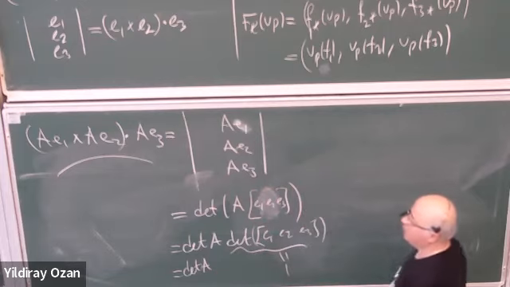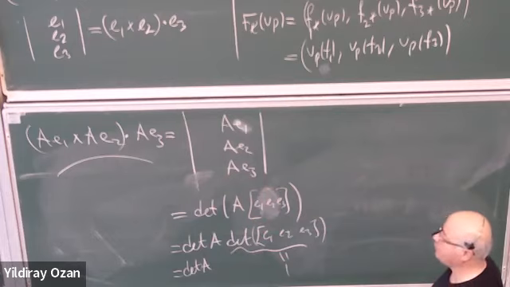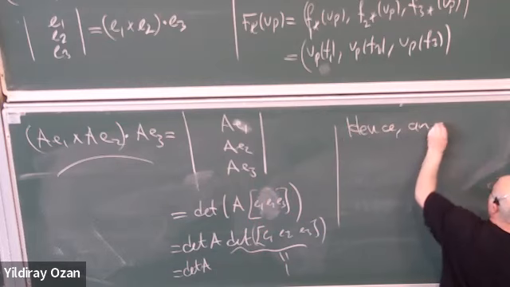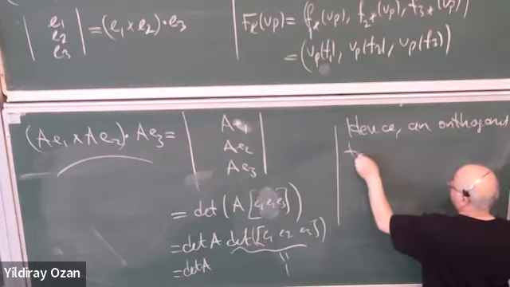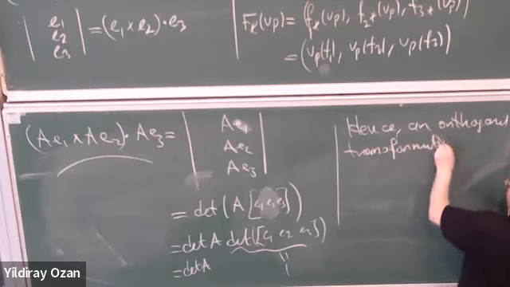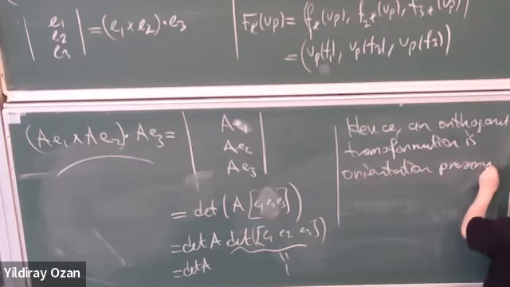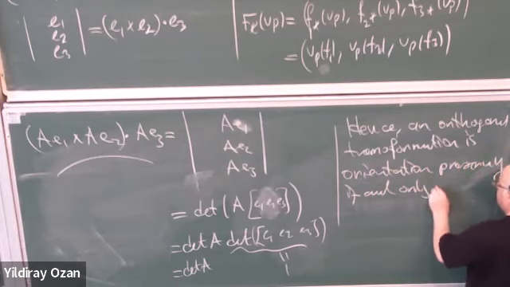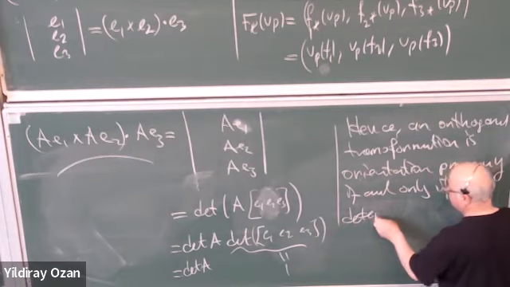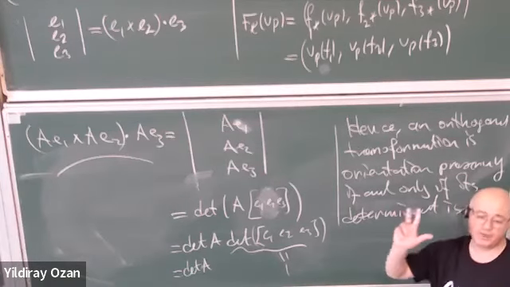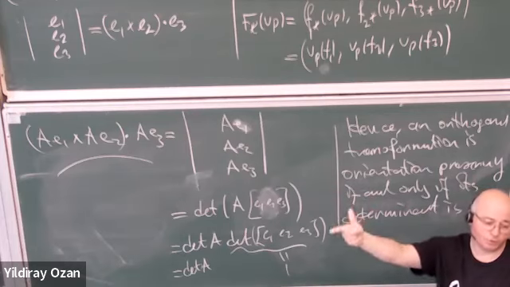In other words, an orthogonal transformation is orientation preserving if its determinant is positive. Hence, an orthogonal transformation is orientation preserving if and only if its determinant is plus one. Since it is orthogonal, its determinant is either plus one or minus one. If it is plus one, then it preserves the orientation. It maps a positively oriented frame to another positively oriented frame.